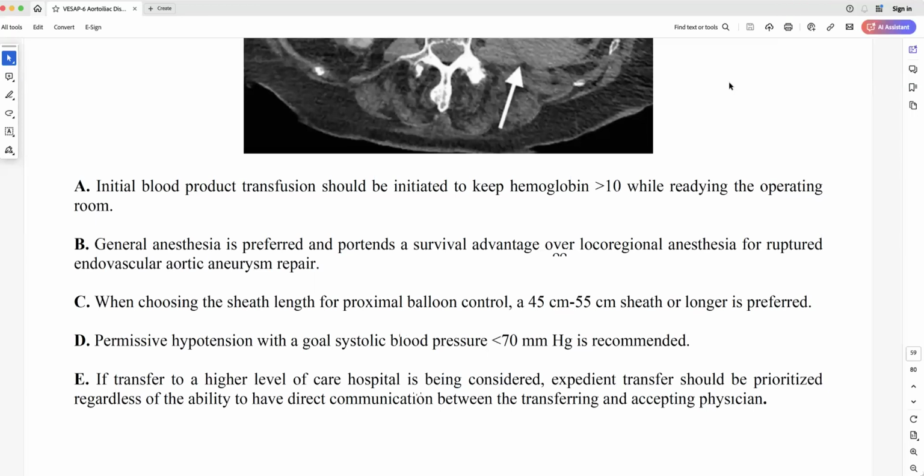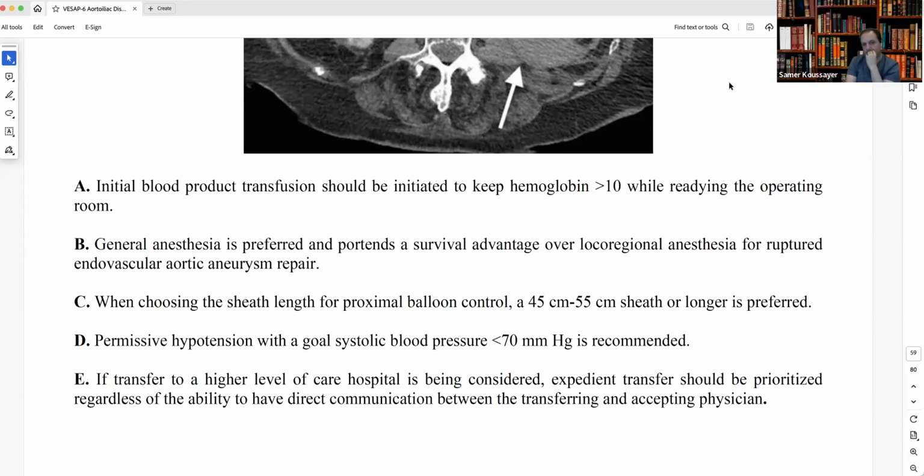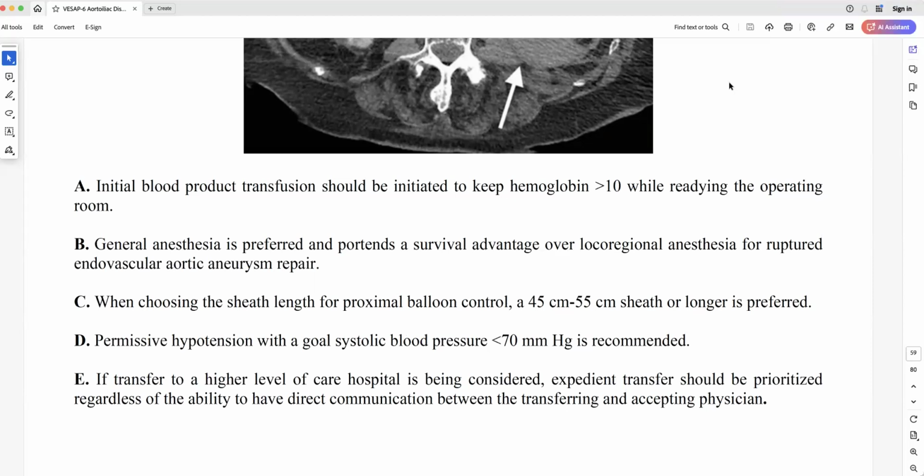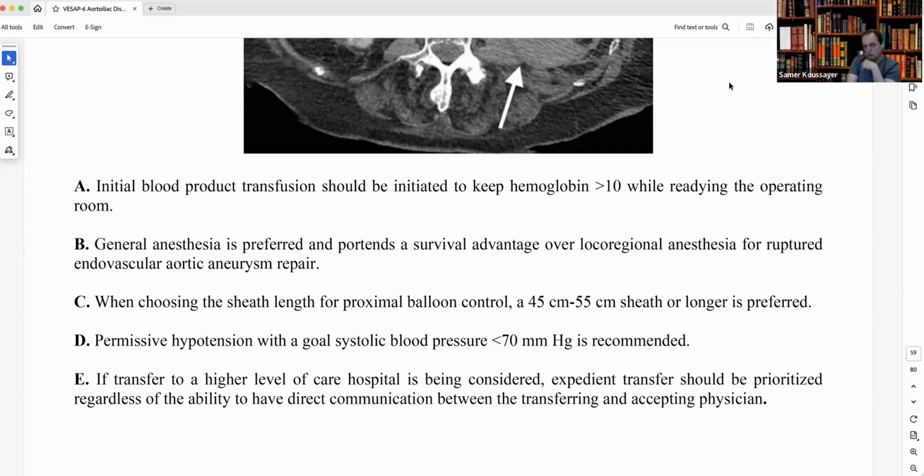C. When choosing the sheath length for proximal balloon control, a 45 to 55 centimeter sheath or longer is preferred. Yes, that's correct. Why we need a long sheath? To support the occluding balloon. Correct. Otherwise, it will move down.